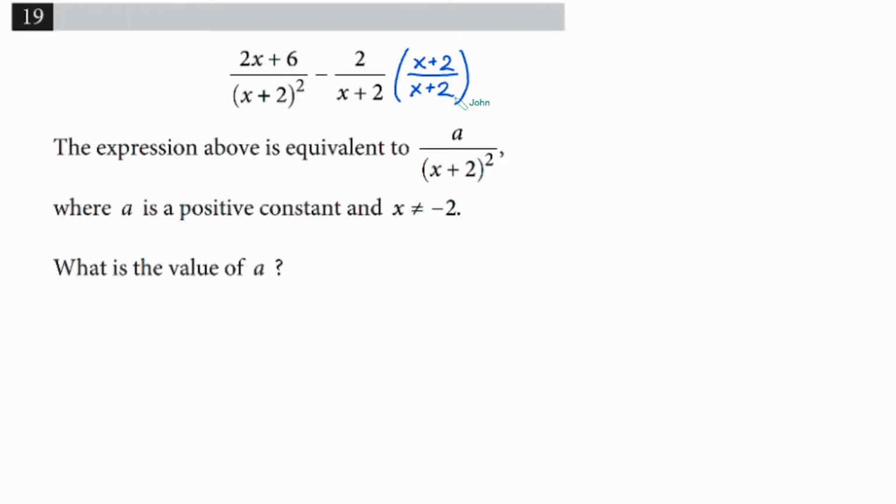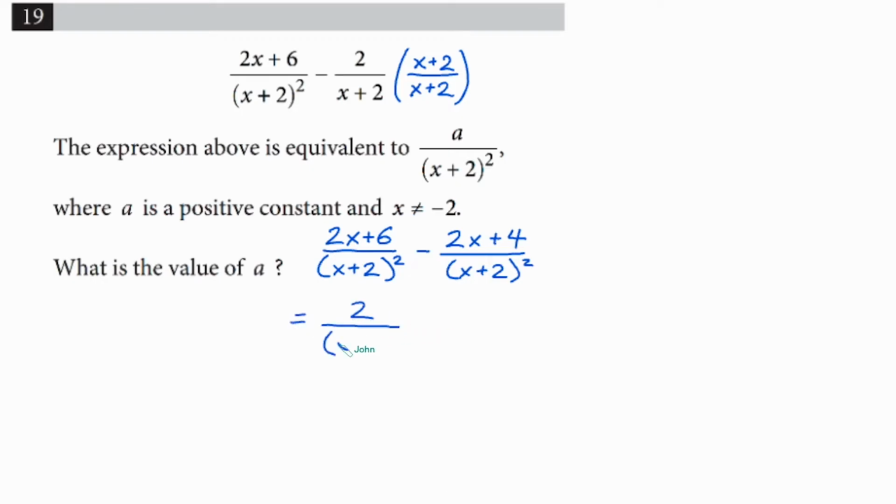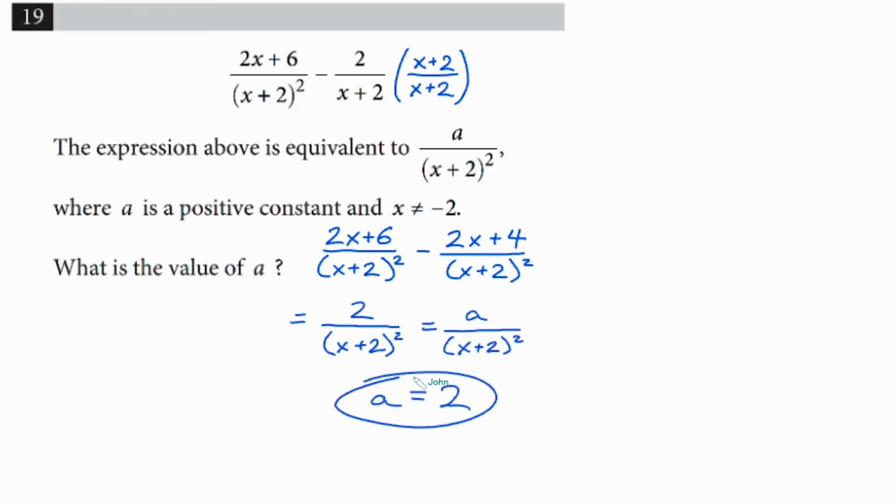Let's proceed. We'll multiply straight across and distribute that 2 to get (2x + 4) over (x + 2)². Then subtracting the fractions gives us 2 over (x + 2)². That must equal a over (x + 2)², so a is 2.